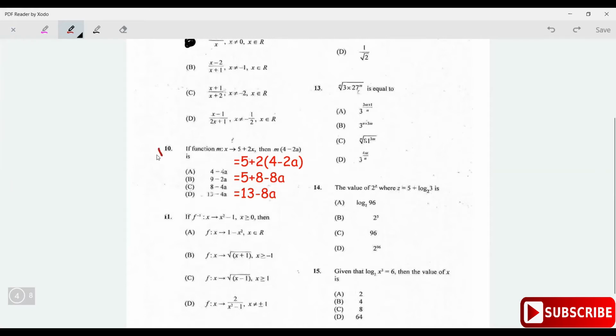And so this question, as you can clearly see, something is off. It wants m of 4 minus 2a, and this should have been 13 minus 8a. All right, let's check it one last time. Replace x with 4 minus 2a. 2 times 4 is 8. 2 times minus 2a is minus 8a. Yep. And so 5 plus 8 is 13. Then you have minus 8a. That's 13 minus 8a. So this one is off. And we leave it at that.